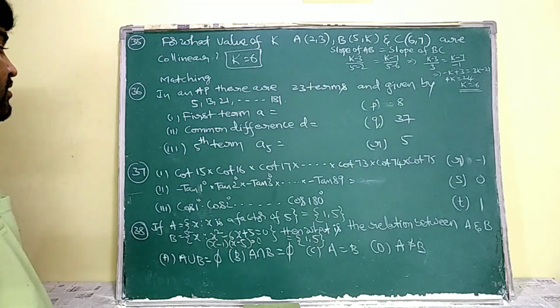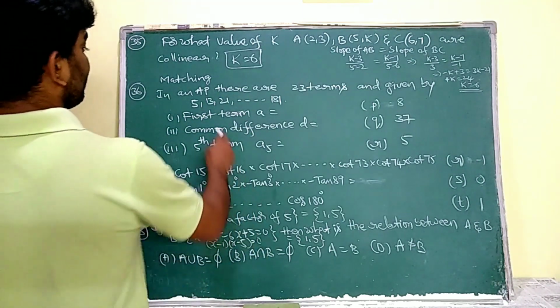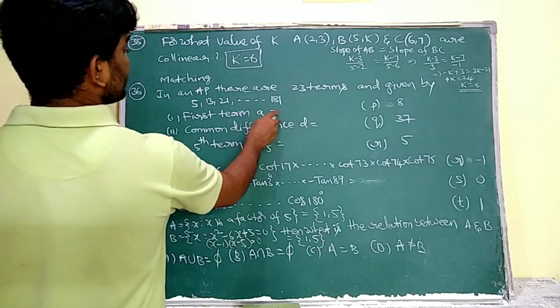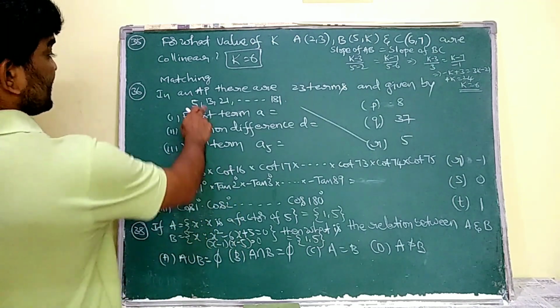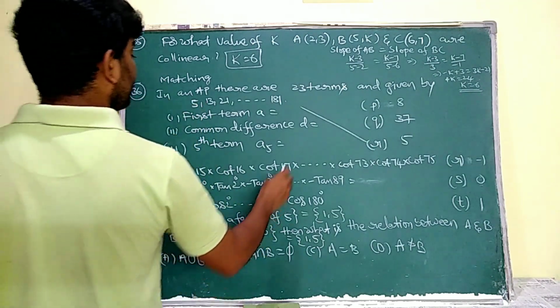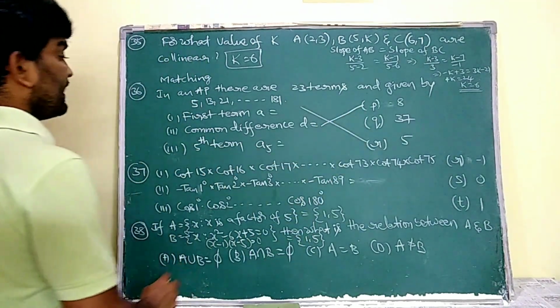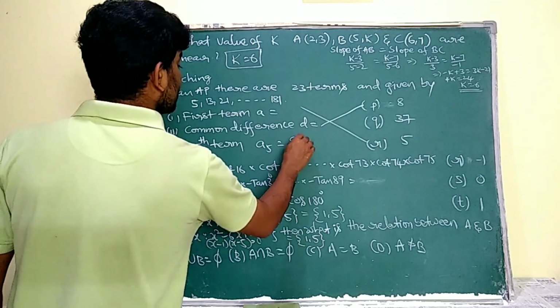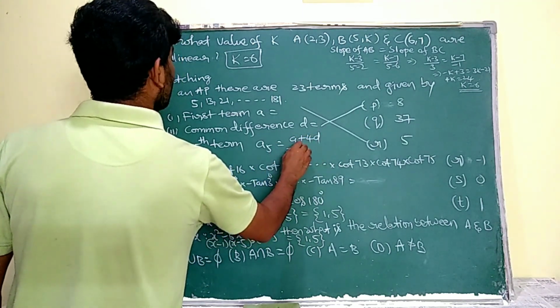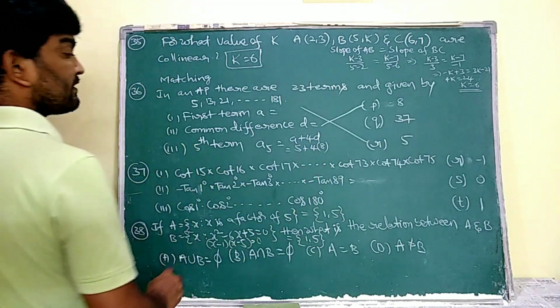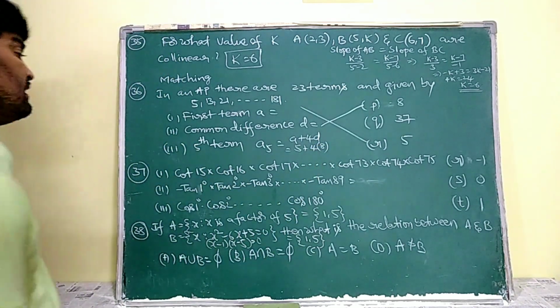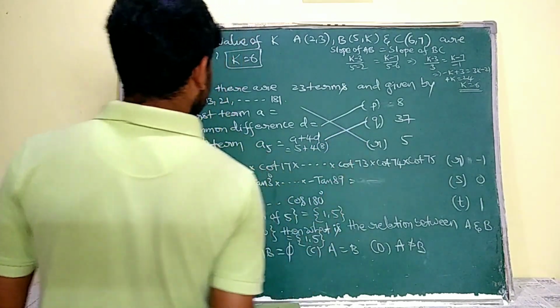and so on. Now he is asking you to write the matching here. The first term here is A is equal to 5, that is mapped with R. Common difference 13 minus 5 means it is 8. A5 means A plus 4D, that is equal to 5 plus 4 into 8. Okay, 32 plus 5 is equal to 37. So it is mapped with this.